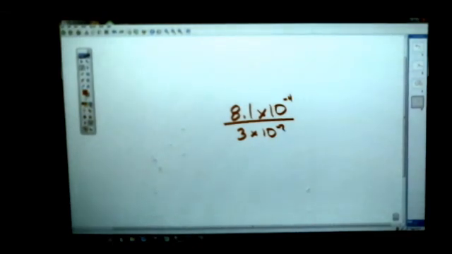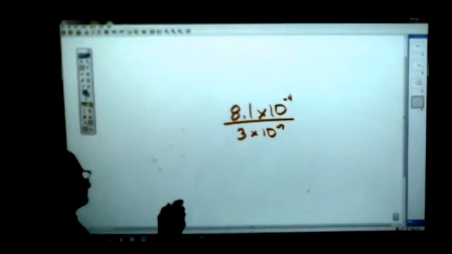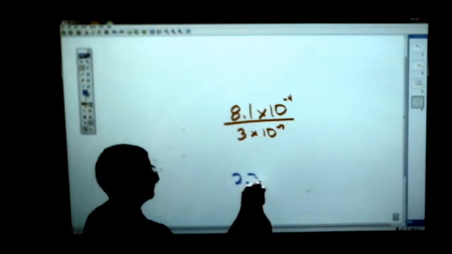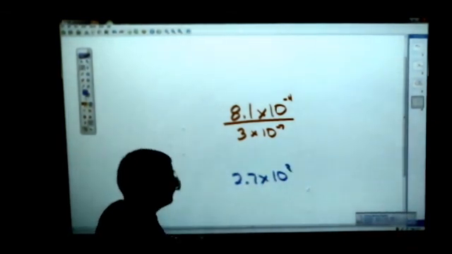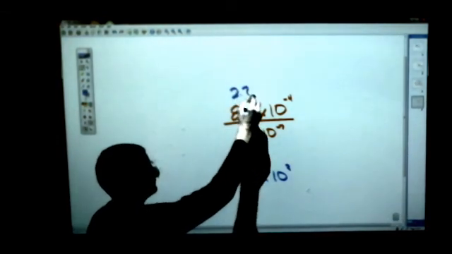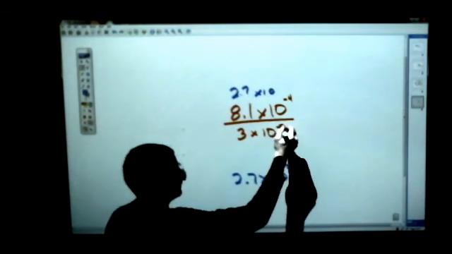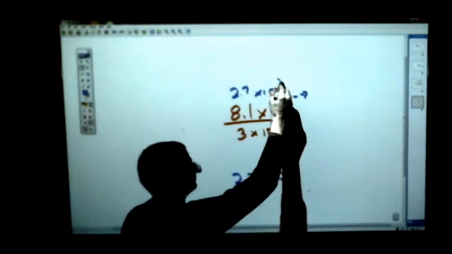Answers are done. But who wants to take a shot at it? Kevin Wills. 2.7 times 10 to the 3rd. Are we good with that? 3 goes into 8.1. I do agree it's 2.7. You write down times 10. You subtract a negative 7, and that becomes positive 7.